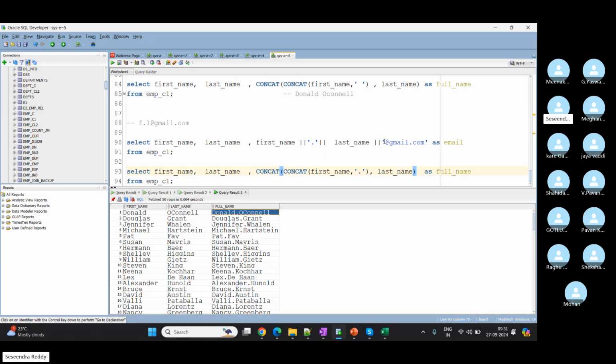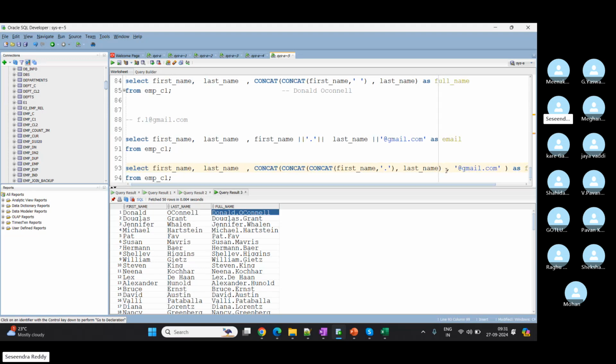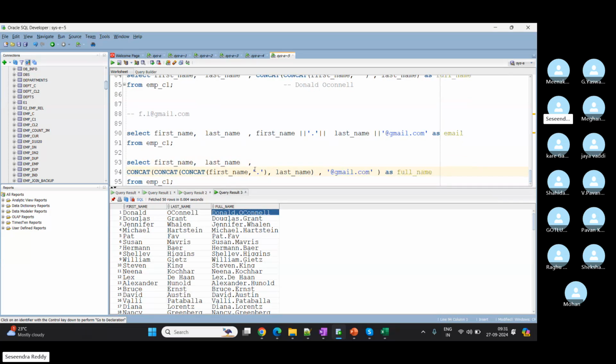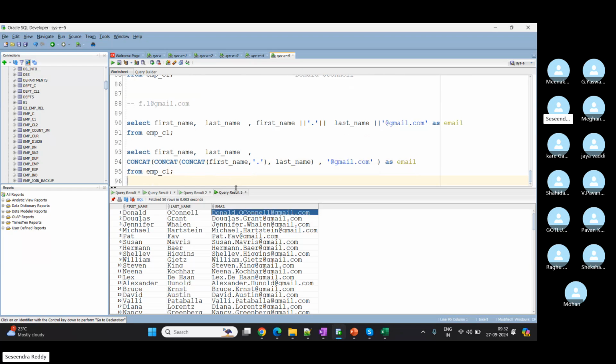Again we need to add one more thing, right? So gmail.com. So to add that, again we need one more concat function on top of this. Okay, so concat, again at the after closed bracket of second concat, take closed bracket and then this. Okay, let me move to next line, and again it is our email. So it is also doing same thing. So first name dot last name at the rate gmail.com.